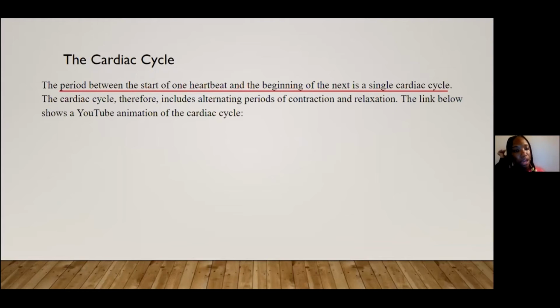We'll be hearing from Nurse Garden speaking on the cardiac cycle.